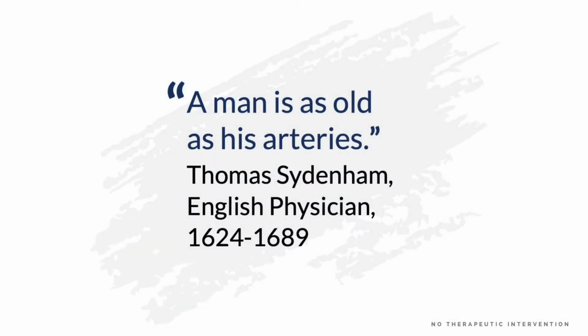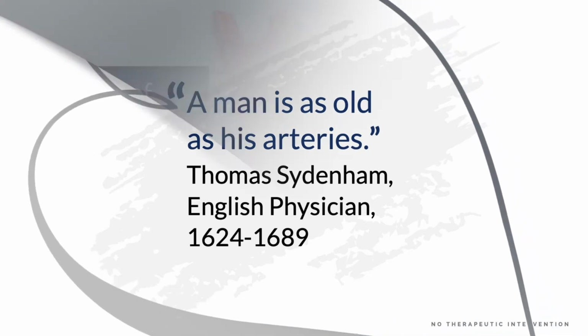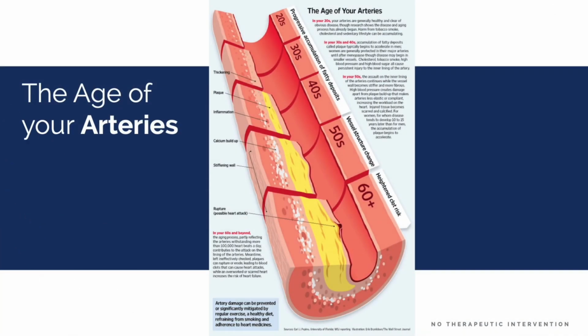And we simplify this to vascular biology with a quote from the 1600s: A man is as old as his arteries. We know through years of research that as we age, plaque starts depositing in the lining of the blood vessels. Over time, this plaque becomes unstable. It ruptures, and when there's ruptured plaque in the coronary arteries, that's a heart attack.